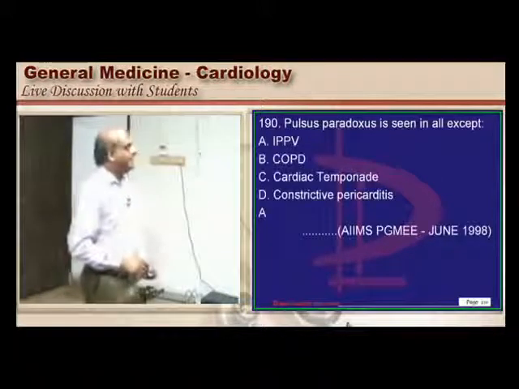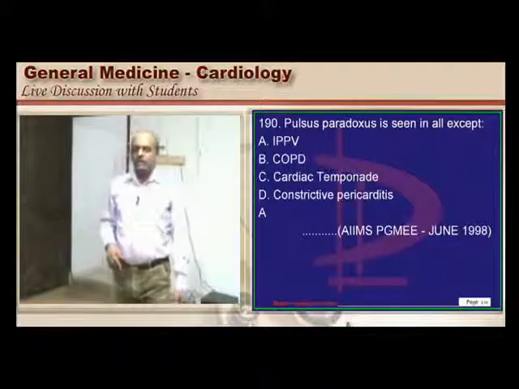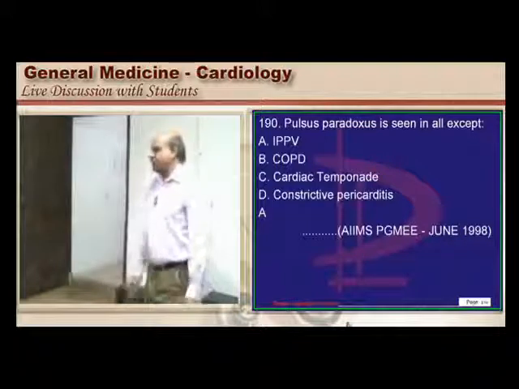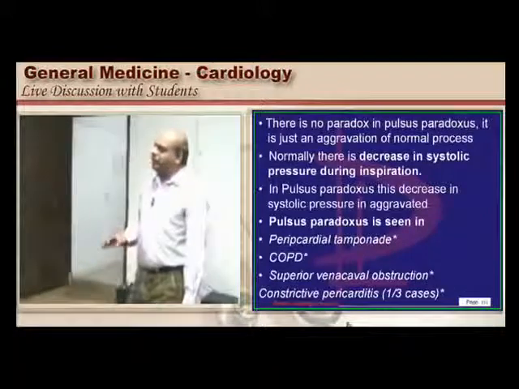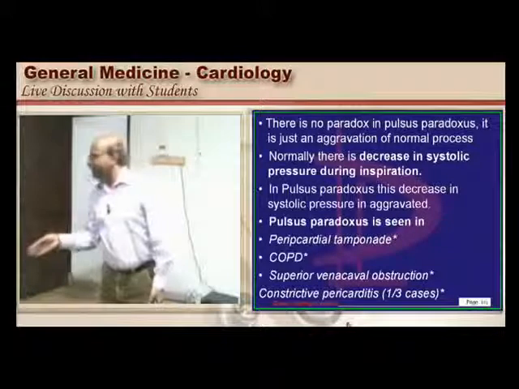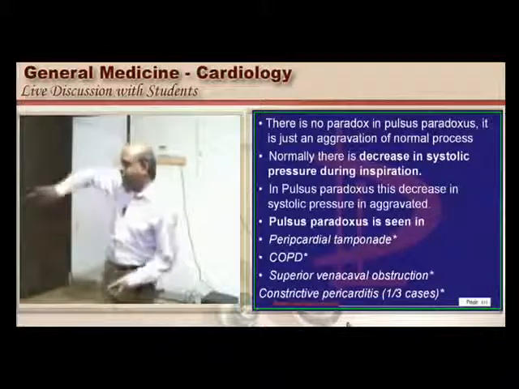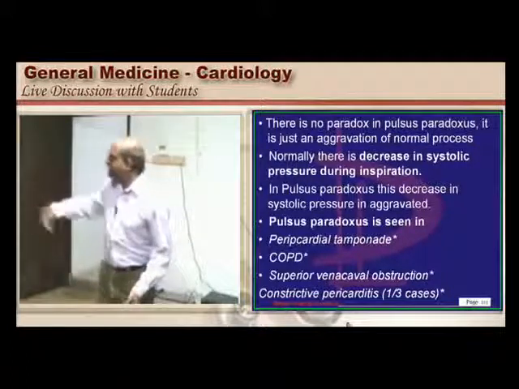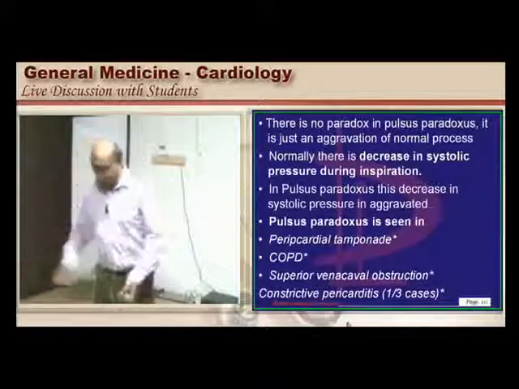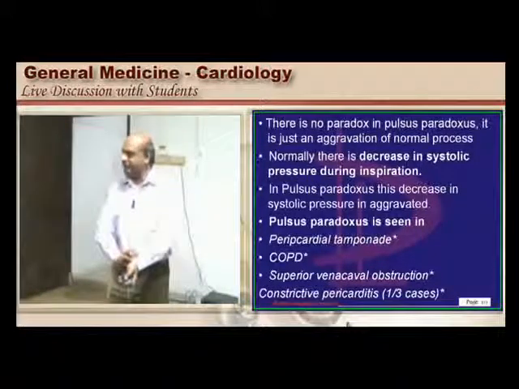Then what is pulsus paradoxus? As we have already discussed, there is no paradox about it. What is the normal phenomenon? Whenever we have inspiration, there is a negative intrathoracic pressure and there is an increased venous return into the right side of the heart that will press on the left side of the heart. So left sided output will decrease. So that is the reason pulse will diminish when we have inspiration.